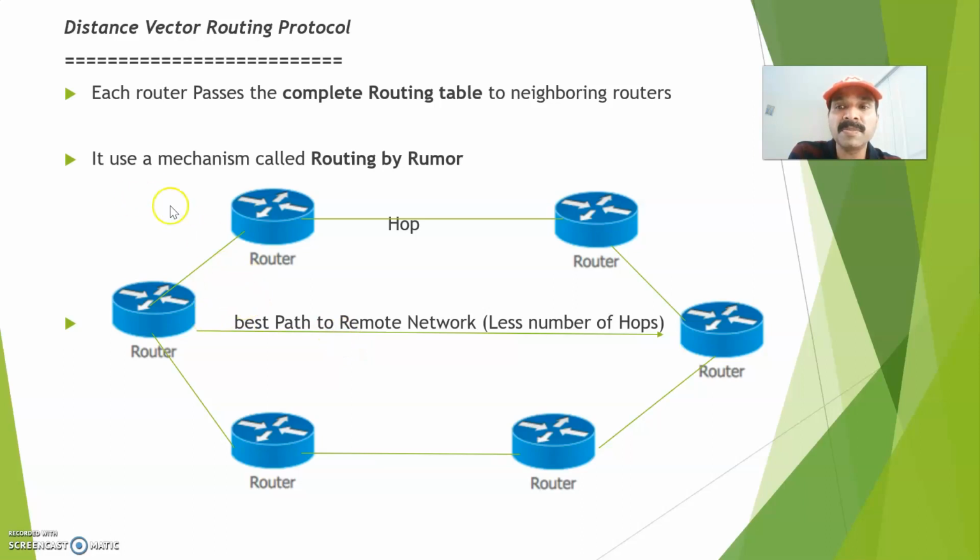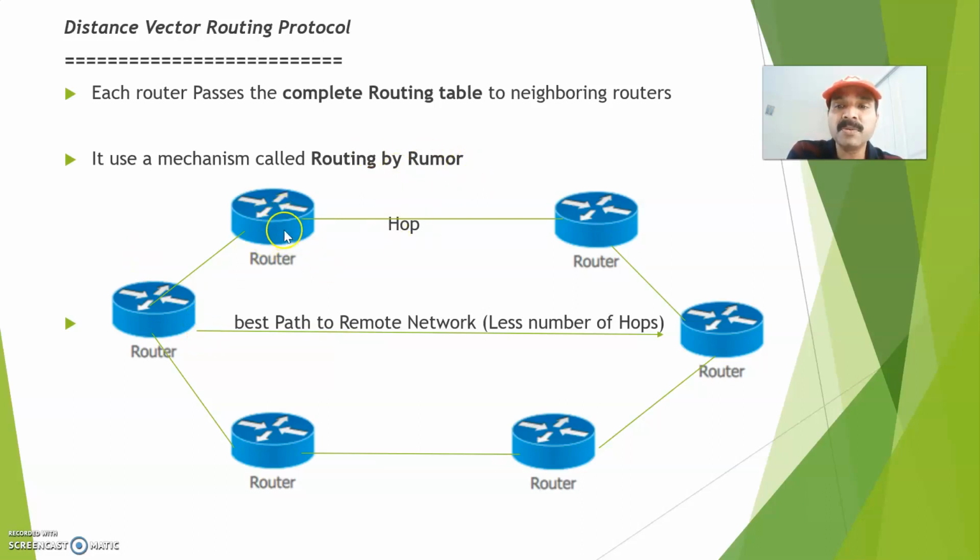A very good example is RIP. RIP uses hop count as a metric. So in this case, it will install this as the best path because it has fewer hops. That is one hop away from this router, right? So this will be installed as the best path into the routing table, and it uses a mechanism called routing by rumor, right? So what is routing by rumor?